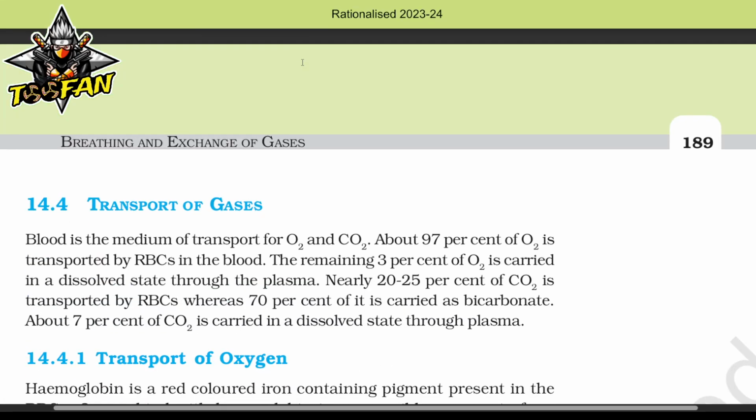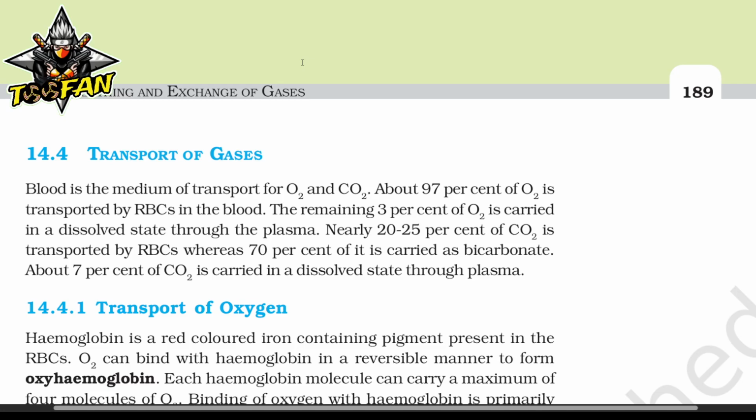Now, transport of gases. Blood is the medium of transport for oxygen and carbon dioxide. About 97% of oxygen is transported by RBCs in the blood, and the remaining 3% of the oxygen is carried in a dissolved state through the plasma.